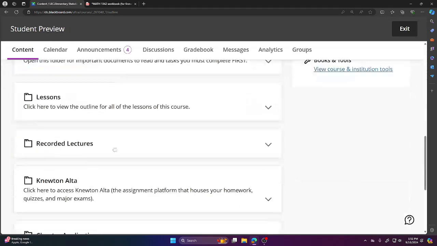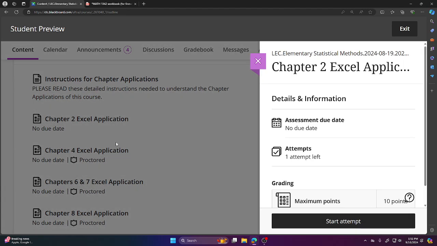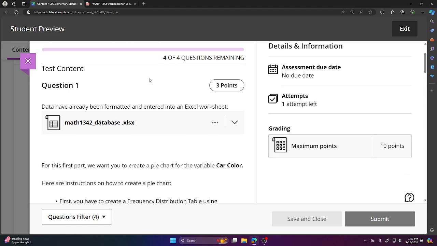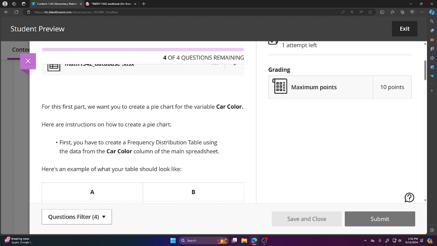Okay. Let's do this. Is that better for y'all? Okay, good. All right, here we go. Now, it says that you have to download this database. I'll do that here in a second. I just want to read through what they want me to do first, okay?